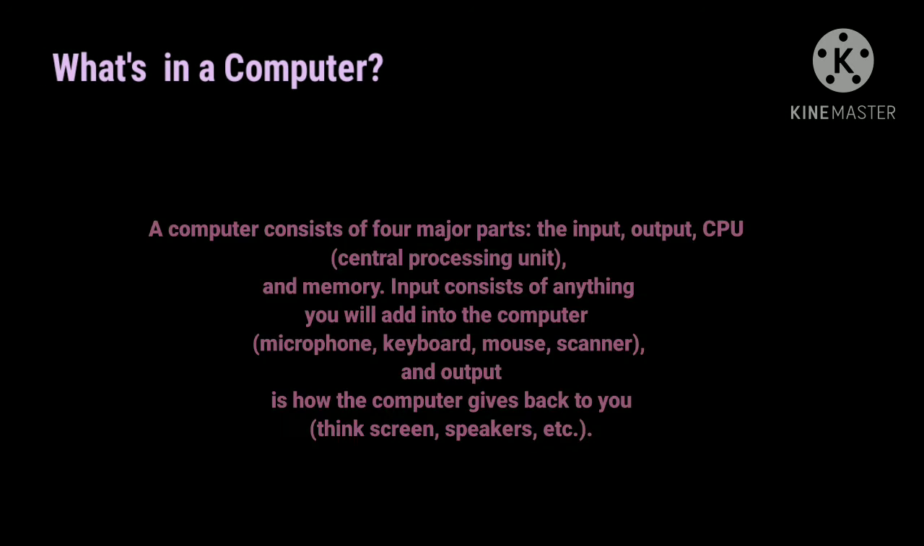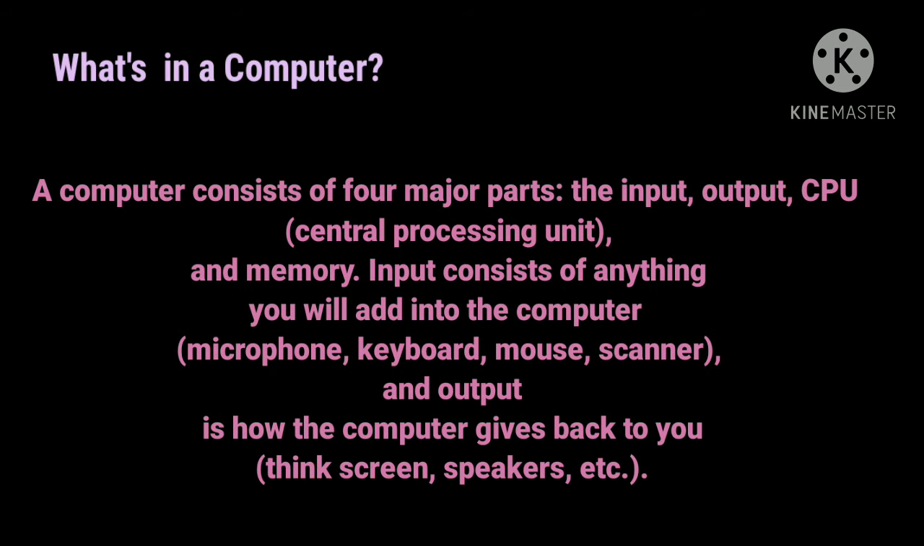So what is in the computer? A computer consists of four major parts: the input, output, CPU or the central processing unit, and memory. Input consists of anything you will add into the computer. For example, microphone, keyboard, mouse, and scanner. And the output is how the computer gives back to you. For example, screen, speaker, etc.